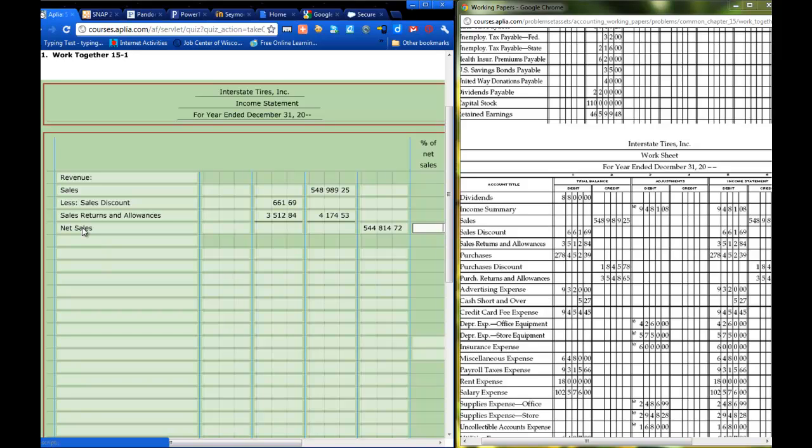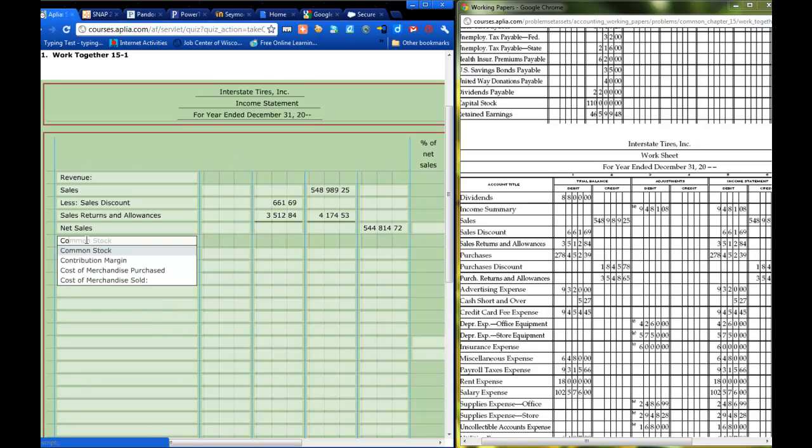That is how you calculate the revenue section of your income statement. After you do your revenue section, you're going to go through and do your cost of merchandise. I am purposely not doing the last column. You do that at the end. Okay, so I'm going to finish all my numbers, and then I'm going to go back and do my percent columns. So my revenue section is the first one.